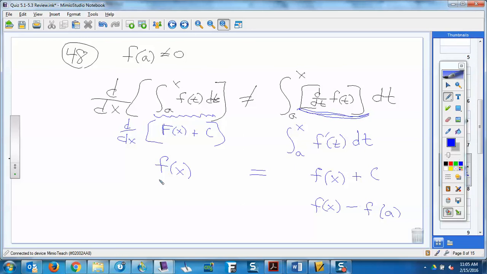Doing the derivative of the antiderivative, which is what fundamental theorem part 1 is, could we reverse that and do the antiderivative of the derivative? No. Okay? But again, the way you would answer that would be understanding notation. All right, let's go to 49.